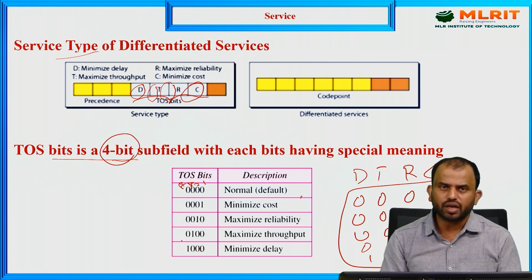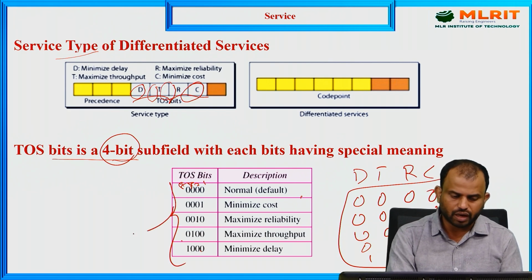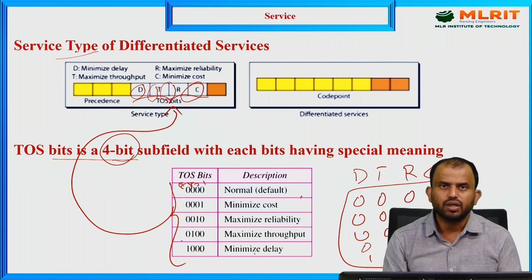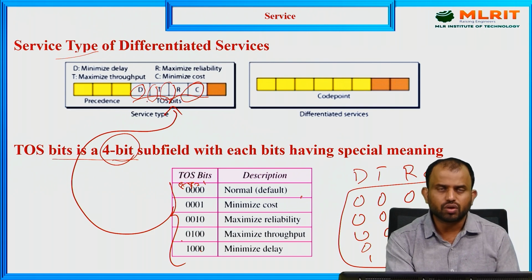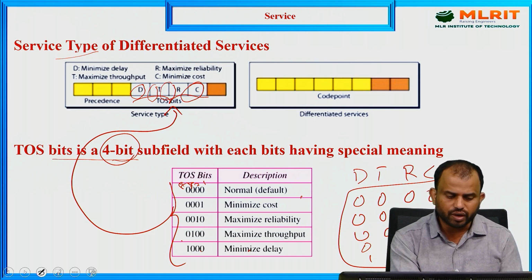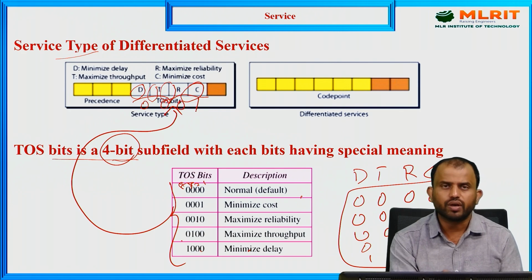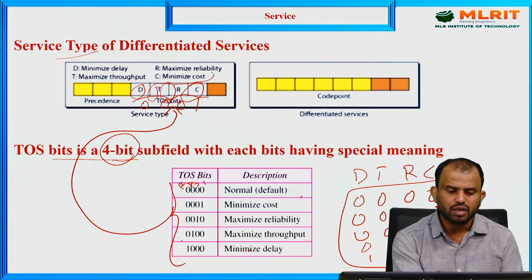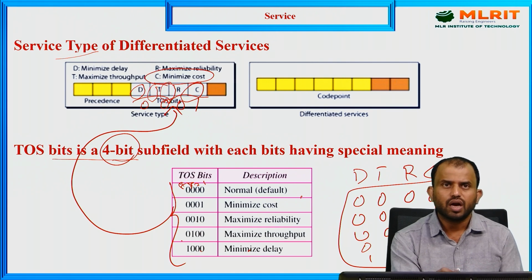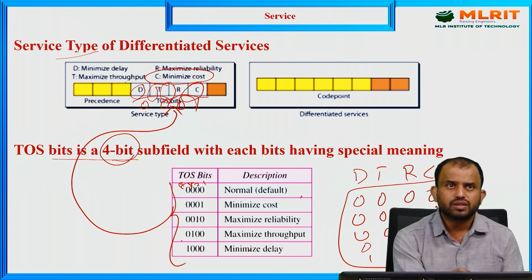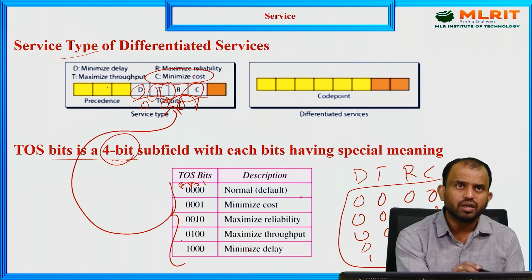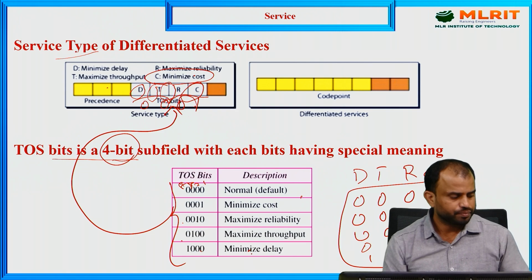So in this table, when we are using these TOS bits, when all the zeros are there, we call it the normal bit value. It's the default value. If 0001 is there, we call it the cost value, because this C indicates minimize the cost value. Similarly, if it changes to 0010, that is R, which is maximize reliability. Similarly, maximize throughput. Similarly, minimize the delay value.